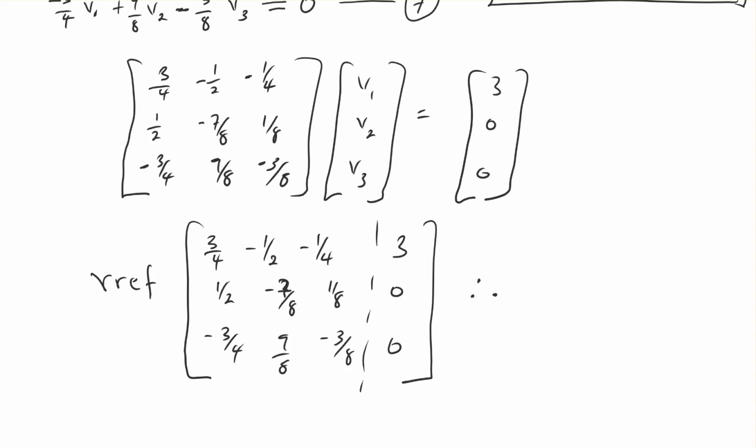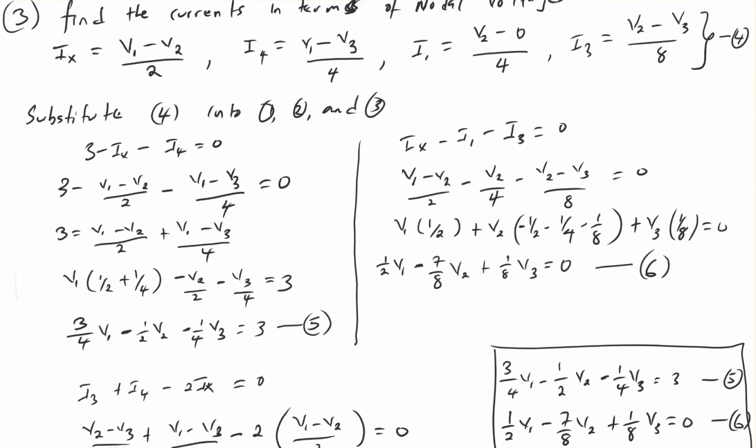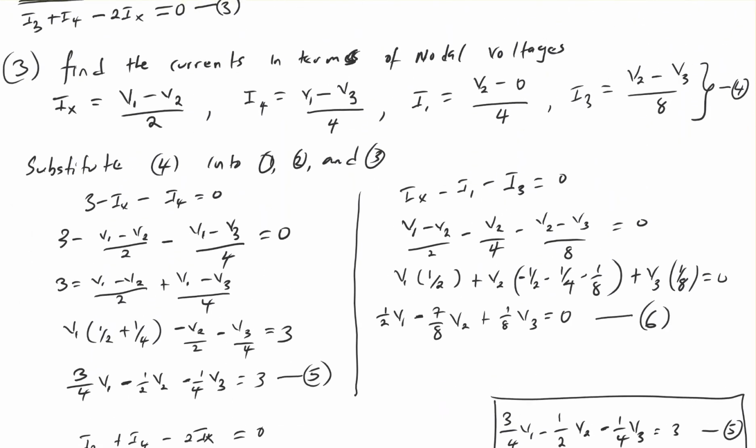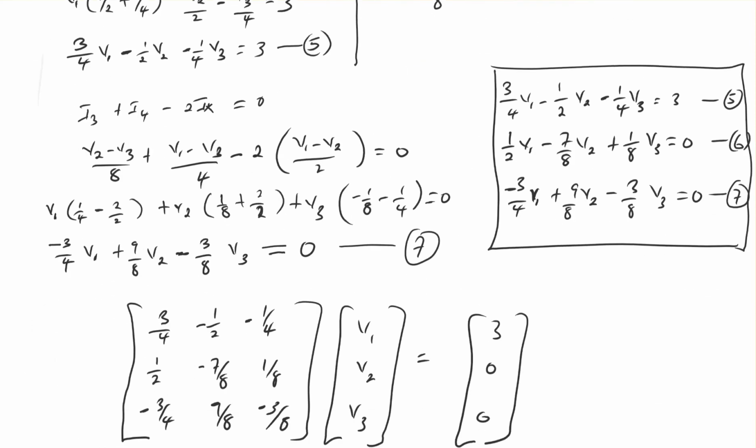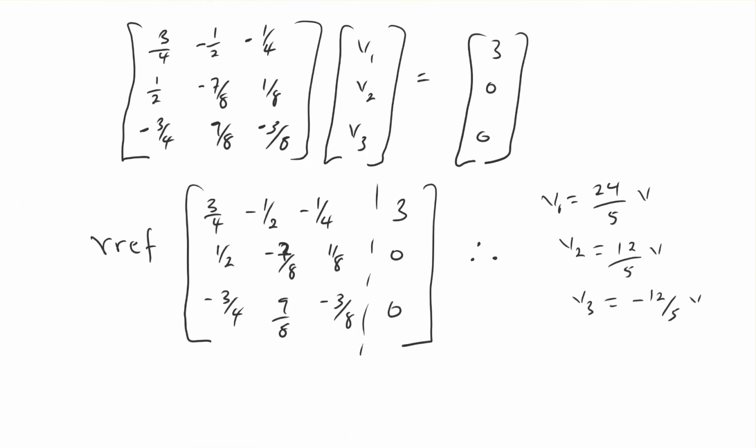So after solving this, I got my V1 to be 24 over 5 volts. V2 is 12 over 5 volts, and V3 is minus 12 over 5 volts. Now, if you remember from equation 4, we have Ix as V1 minus V2 over 2.